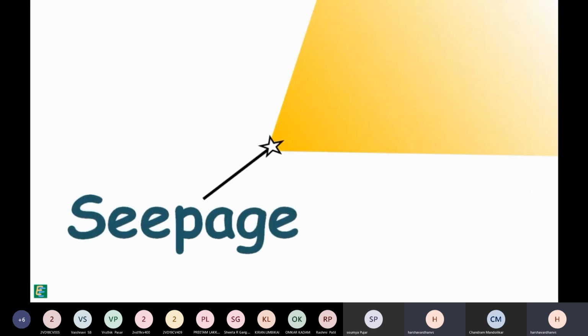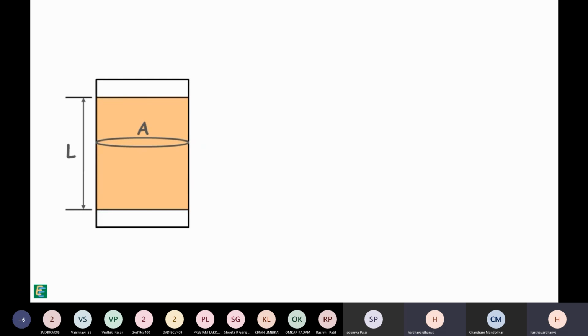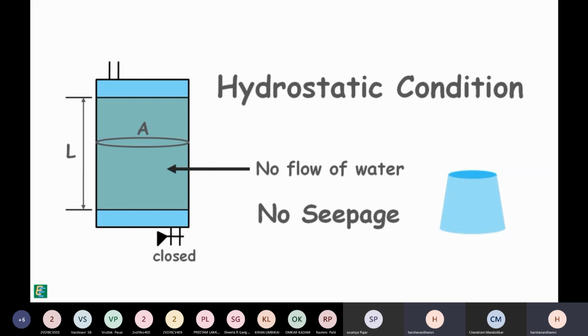To analyze the effect of seepage on effective stress, we take a soil sample of say length capital L and cross-sectional area capital A. The sample is placed in a tank type container that has a valve at its top and bottom. First, we keep the bottom valve closed and completely fill the container with water so as to submerge the soil. As the bottom valve is closed, no water flows through the soil, hence no seepage occurs. When water does not flow and remains stagnant in the soil, the condition is known as hydrostatic condition.